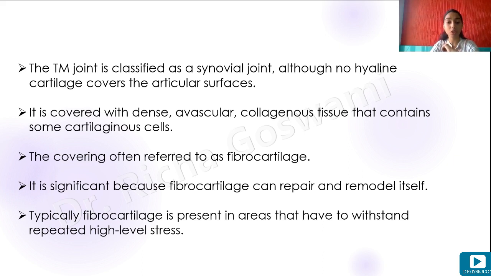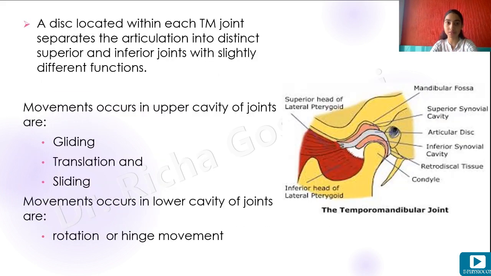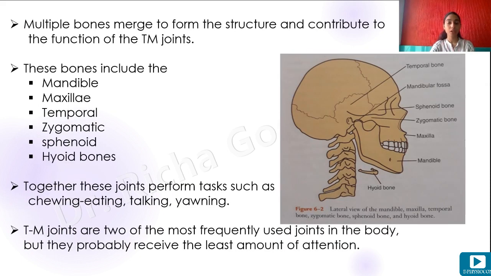It is significant because fibrocartilage can repair and remodel itself. So typically it is present in areas that have to withstand repeated high-level stresses. Here in the picture you can see a disc located within each TM joint that separates the articulation into distinct superior and inferior joints with slightly different functions. Movement occurs in the upper cavity of the joint: gliding, translation and sliding, while movements in the lower cavity of the joint are rotation and hinge movement.